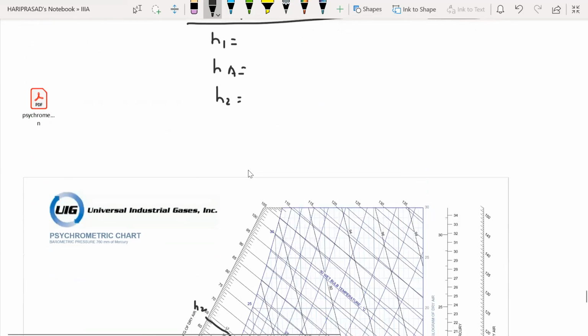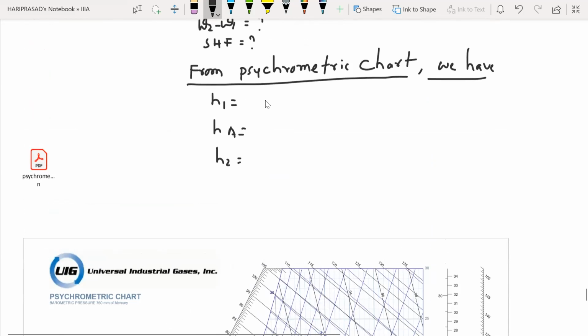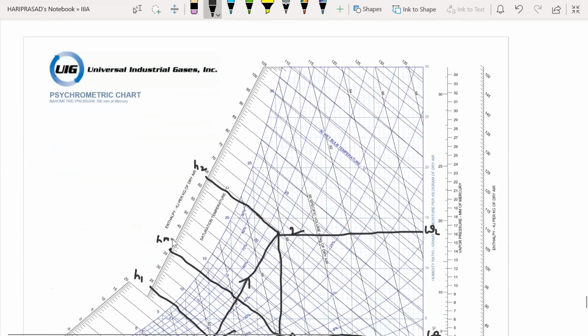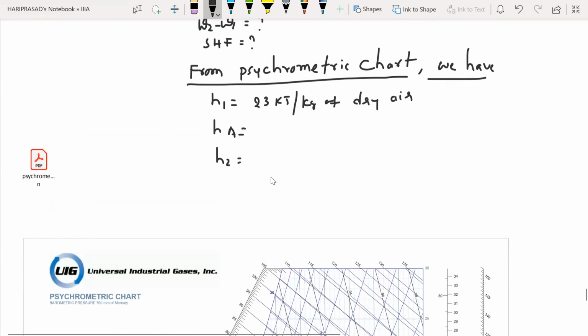So H1 is here, 23 kilojoules per kg of dry air. Next, you go to the HA. From HA, that is equal to 38 kilojoules per kg of dry air.